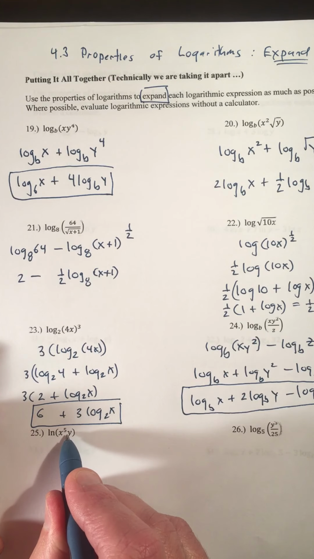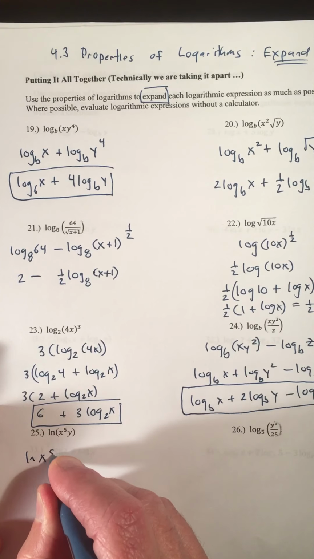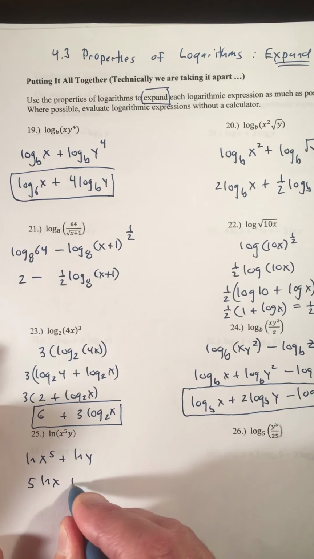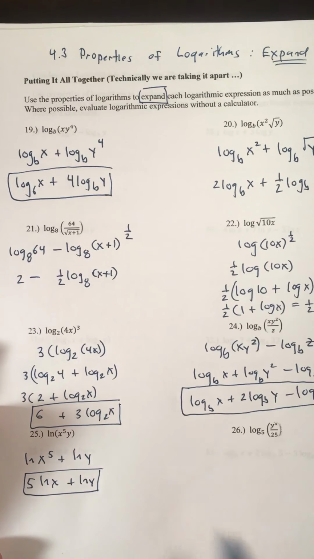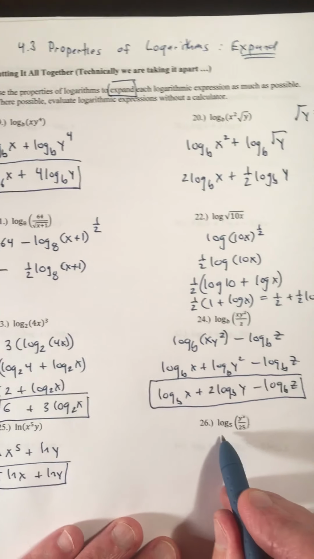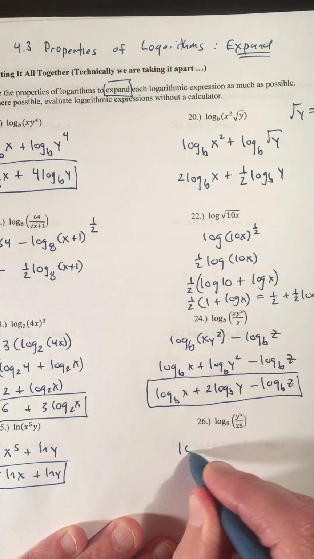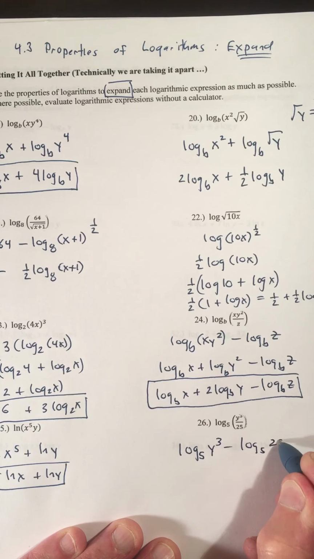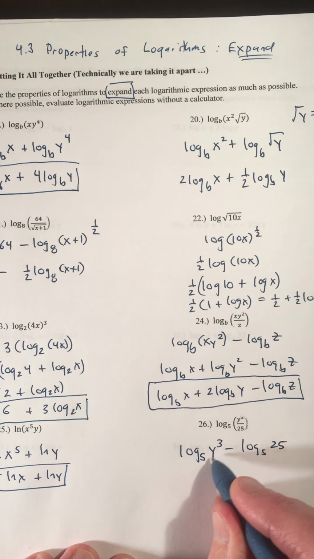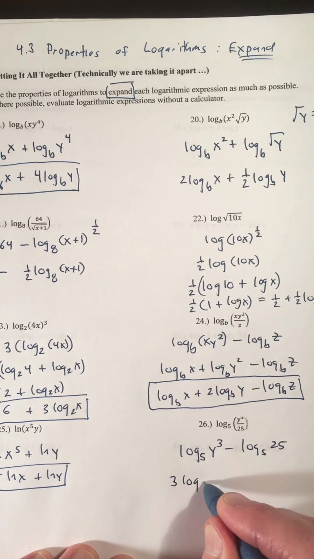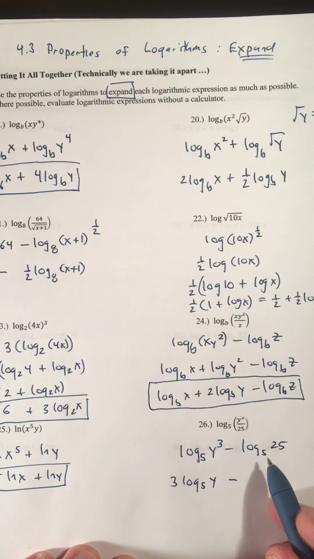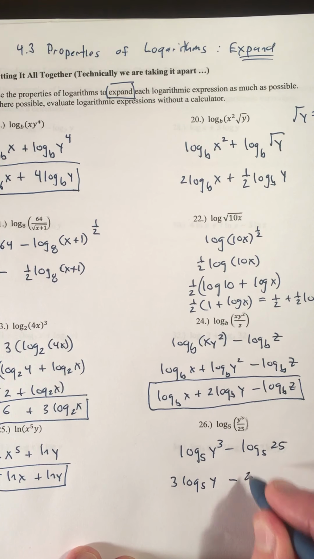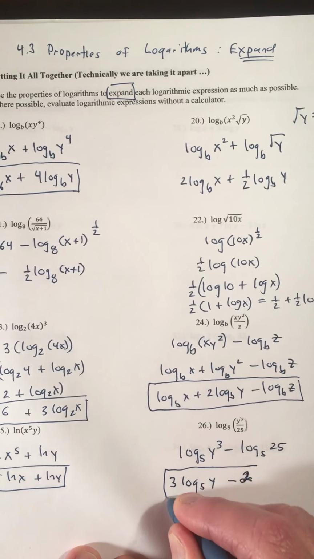Natural log of x to the 5th y. This is ln of x to the 5th plus ln of y. This becomes 5 ln x plus ln y. No more simplification. This is log base 5 of y to the 3rd over 25. So that's log base 5 of y to the 3rd minus log base 5 of 25. Okay, log base 5 of y to the third can be written as 3 times log base 5 of y, minus, now 5 to what power gives me 25? 5 to the second power. That's an ugly looking 2. Don't call names. I know, I'm sorry.